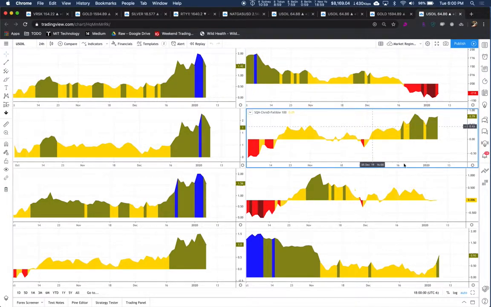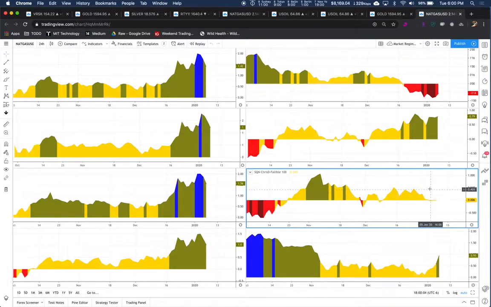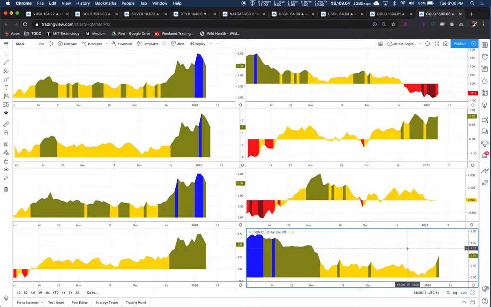We have crude. That's a bull quiet, so day trading there. Natty gas is pretty flat. That just says it's more of a neutral market, so you're looking for really short-term trades, mean reversion. And we just moved into bull quiet on gold.